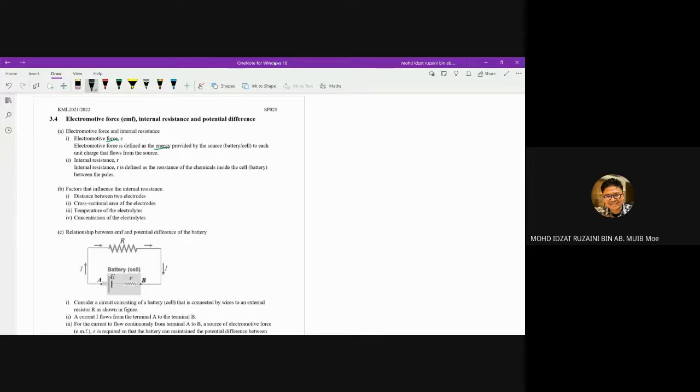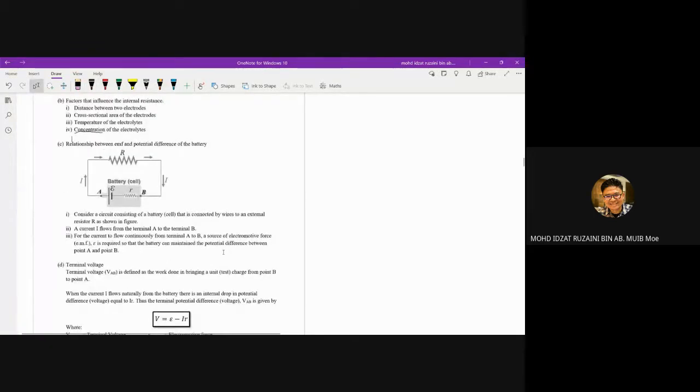Okay, untuk part B is about the factors that influence the internal resistance. So di sini kamu nampak ada 4 benda: distance between two electrodes, cross-sectional area, temperature and concentration of the electrolyte. So this one boleh hafal saja lah kan. Dia punya faktor-faktor yang mempengaruhi internal resistance. Selalunya dalam bateri tu apa yang berlaku sebenarnya, this concentration lah, or maybe even distance dia. Okay, I'm not sure about that, cumanya itu yang mempengaruhi internal resistance.